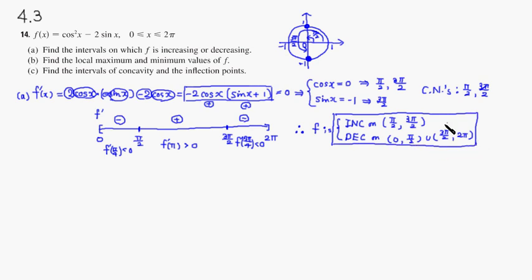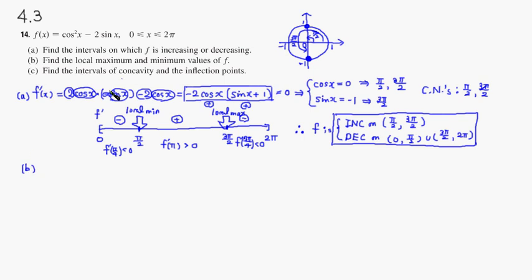Then using the first derivative test, since it's decreasing turning into increasing, we're going to have a local minimum here. And increasing turning into decreasing, so at this critical number, you're going to have a local max. All right, so we can actually answer part B right away.